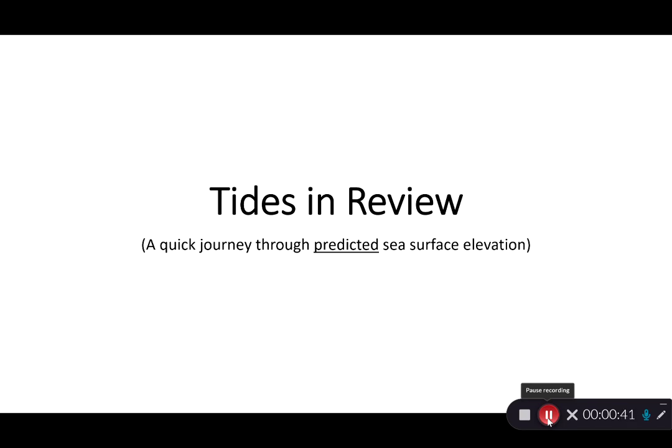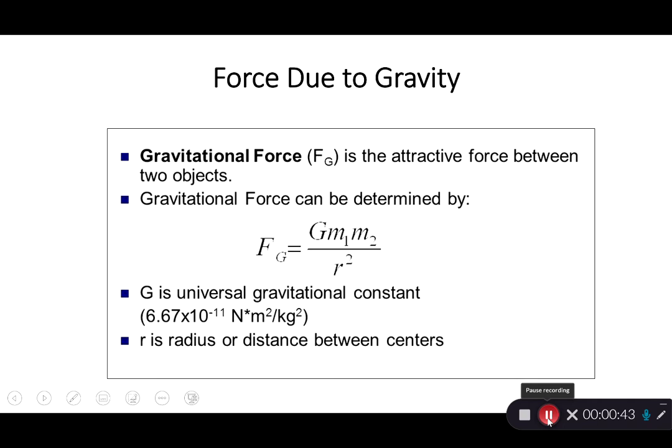So recall that according to the equation of gravity, we have a force due to gravity. This is a gravitational constant. One of our masses will be the Earth. The other of our masses will be whatever satellite we're referring to, in this case, either the moon or the sun. And the radius is the distance between those two bodies.